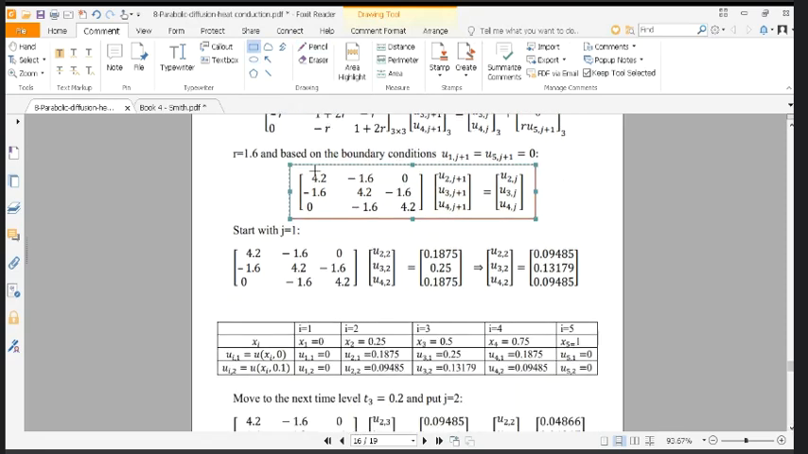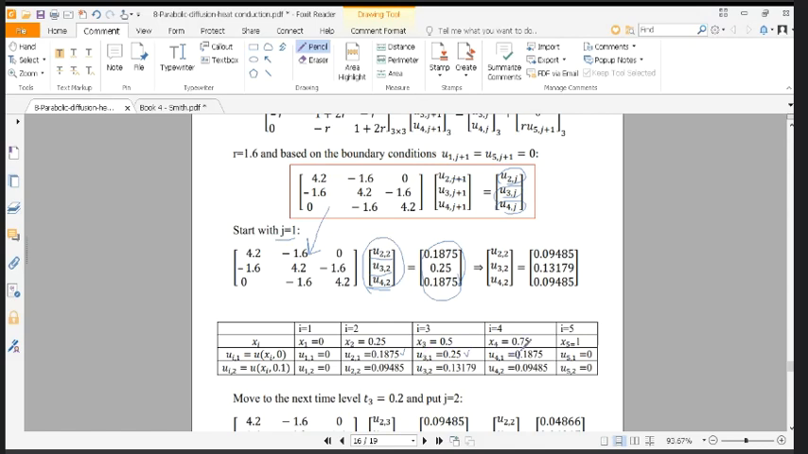Let's start with j equal 1. We put j is 1. This matrix is fixed, it doesn't change. And when we put j is 1, the unknown values u2,j, u3,j, u4,j, all of the interior points, change to u2,1, u3,1, u4,1. And these values are known based on the initial condition in the table.